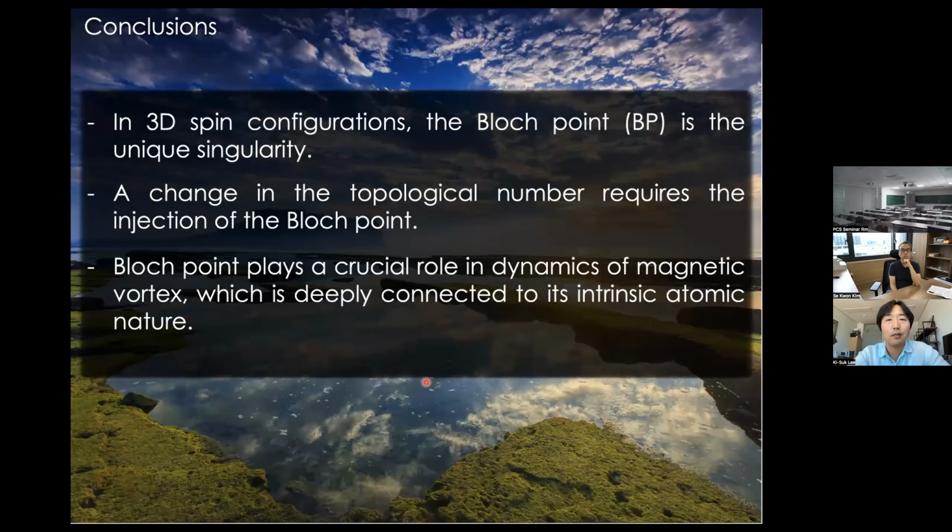Okay, here is my conclusion. First, in 3D spin configurations, the Bloch point is a unique singularity. This is an important thing. And then, change of the topological charge requires the injection of a Bloch point. And also we learn from our experiments that Bloch points play a crucial role in the dynamics of the magnetic vortex and the switching dynamics, which is deeply connected to its intrinsic atomic nature.